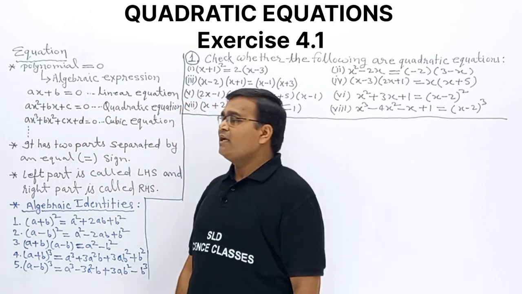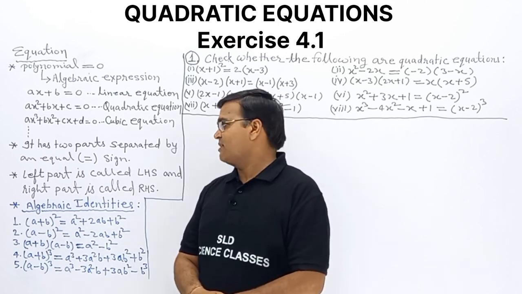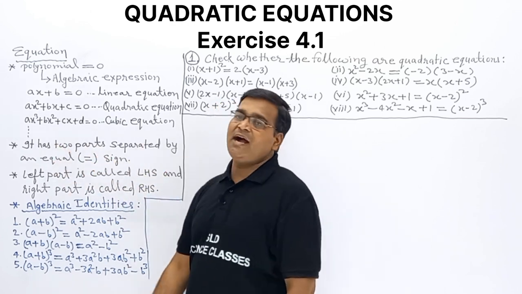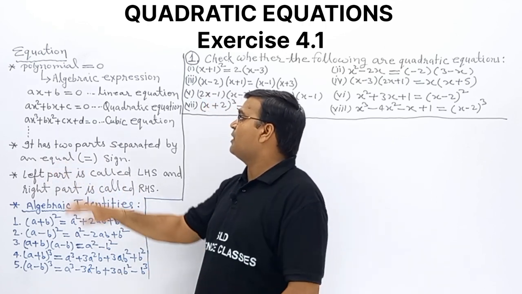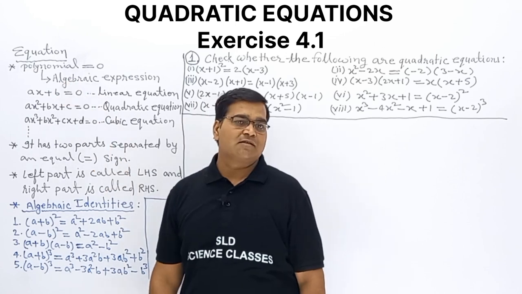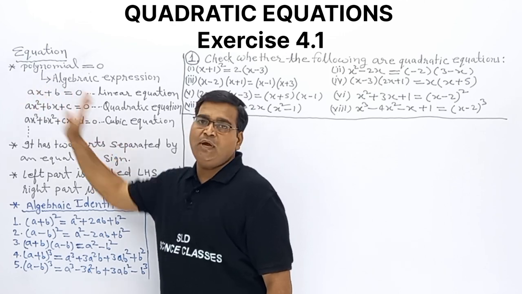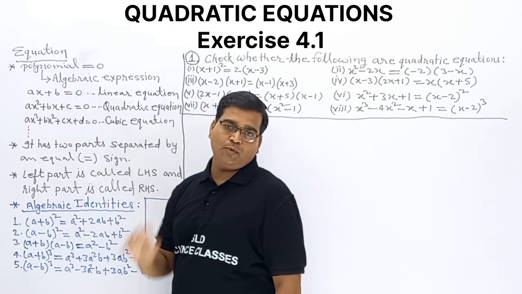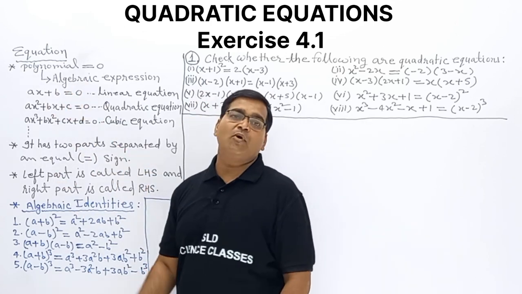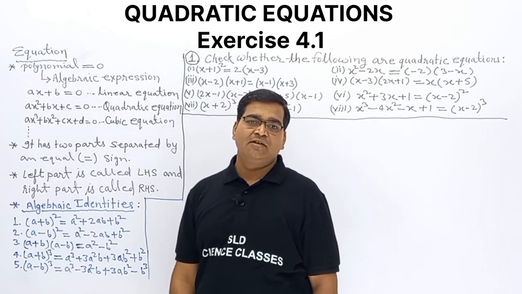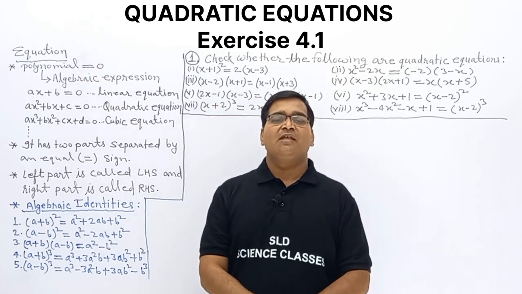Quadratic equation. It means an equation having two parts, separated by an equal sign. These all are equations in which we are observing two parts. One is left of this equal and another one is right of this equal. Left of equal we are saying left hand side, and right of the equal will be right hand side. Clear? So once a polynomial is equal to 0, then we are getting an equation.